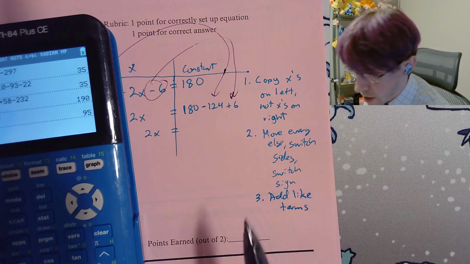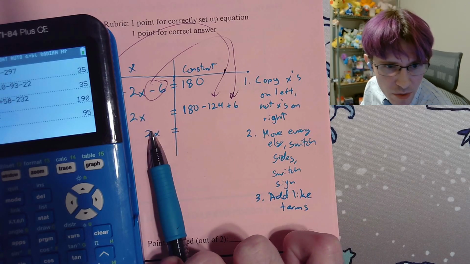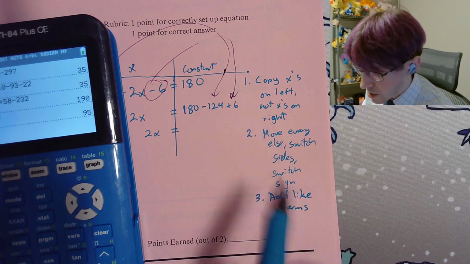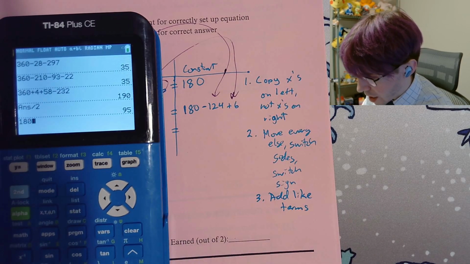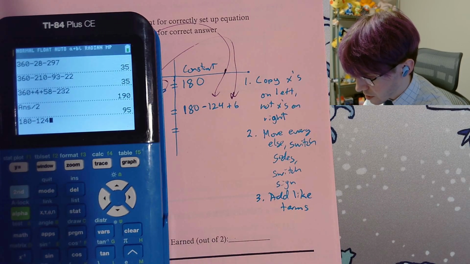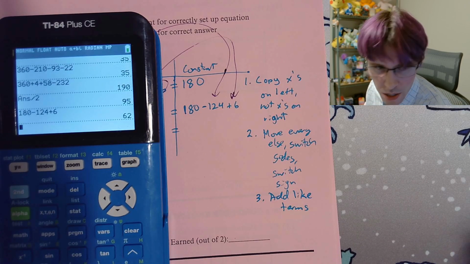And that's what we're doing here. So in this case, the 2x has nothing to be added here. And on this one, what we're just going to be doing in the calculator, 180 minus 124 plus 6, you get 62.